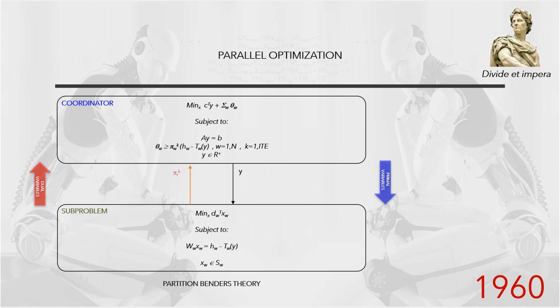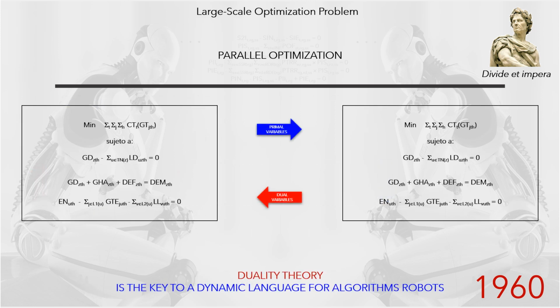Benders partition, or Benders decomposition, is a technique in mathematical programming that allows the solution of very large mixed linear programming problems that have a special block structure. This block structure often occurs in real applications. The importance of Benders' theory, which followed the work of Dantzig-Wolfe, is that it resulted in parallel optimization, based on the theory of duality.